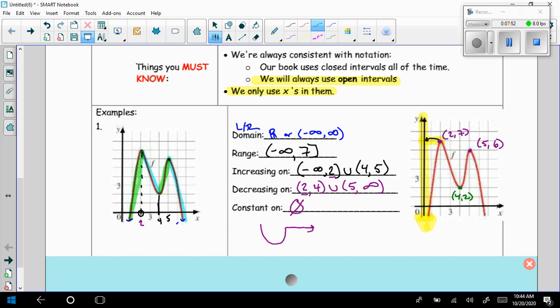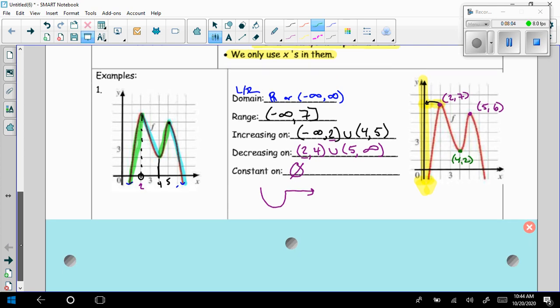Okay. You can kind of see the range value in that. You can see some of your increasing and decreasing interval values in there as well. Okay, when you're talking about the x values.